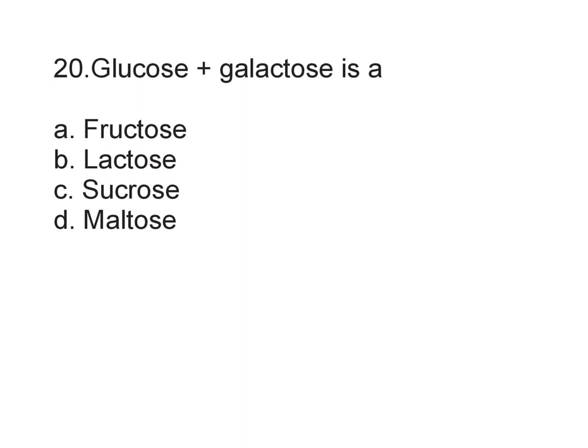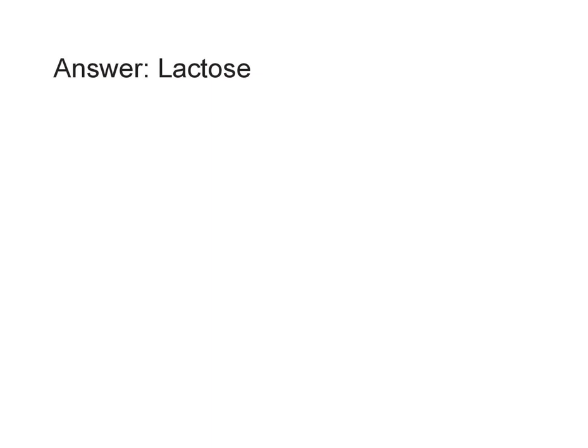Number 20. Glucose plus galactose is A. Fructose, B. Lactose, C. Sucrose, or D. Maltose. The answer is lactose.